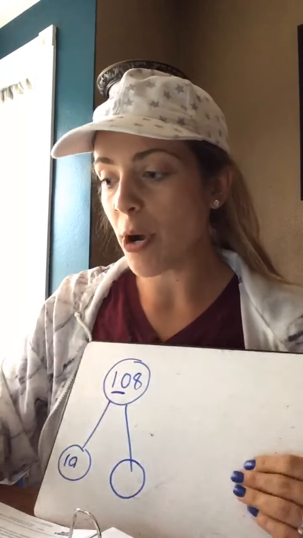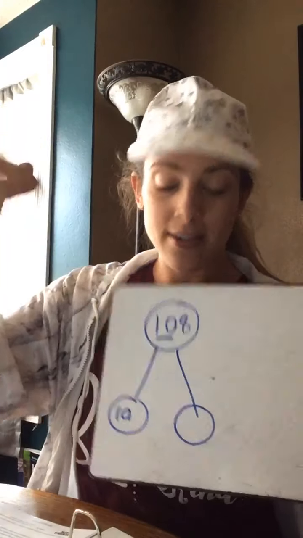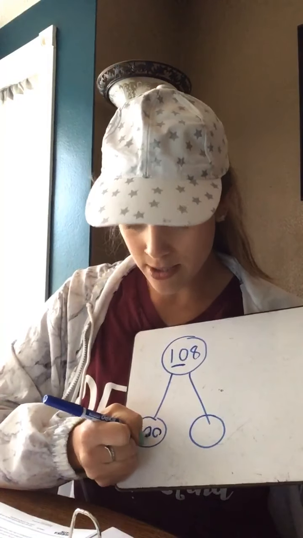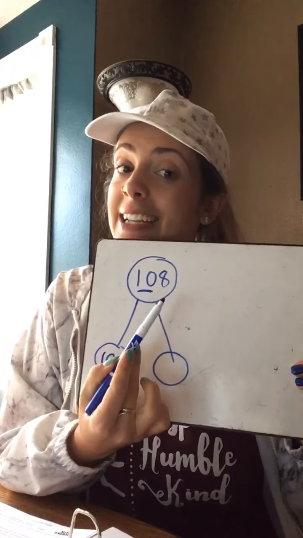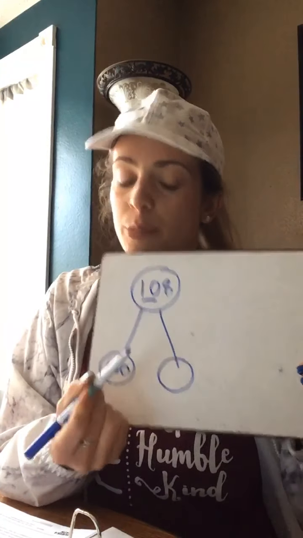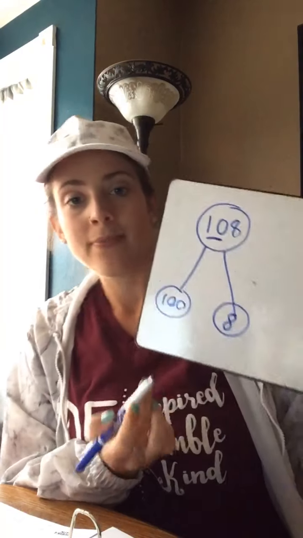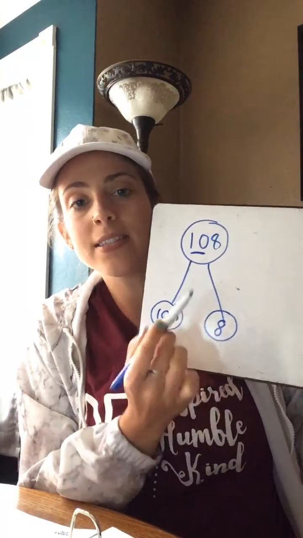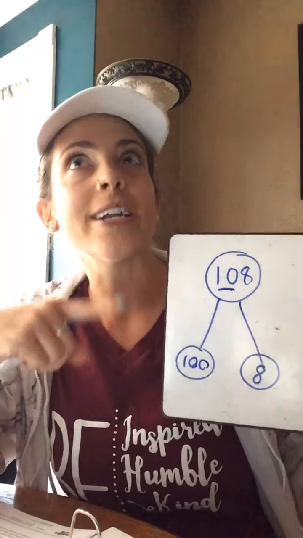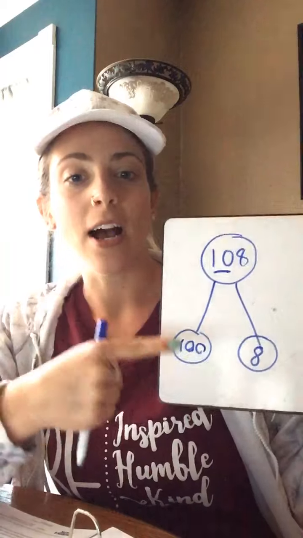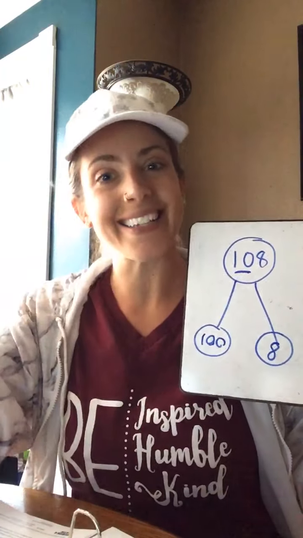So 10 10s is the same as having 100. So when you're breaking apart numbers that are hundreds, you can take out 100. So let's take out 100 there. 100 plus how many more will give us 108? 100 plus 8. 100 plus 8 will give us 108. And you can kind of hear it when you say 108.